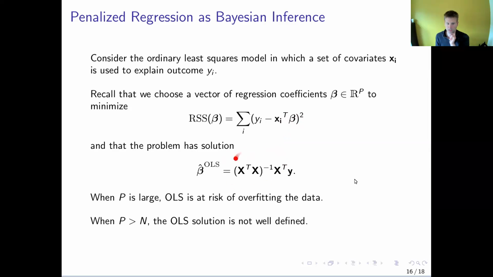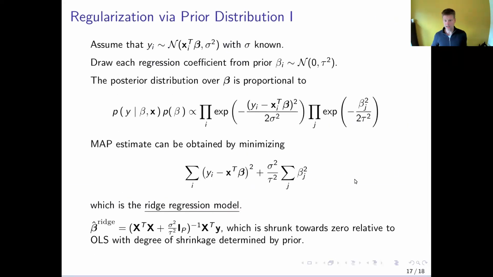So hopefully we all know that the OLS model has this solution (X prime X) inverse X prime Y. And I hope we all know that when I have many covariates, OLS is at risk of overfitting the data, right? And when I have more covariates than I do observations, the OLS solution is not well defined. Okay? So one thing I could start doing to solve these problems is endow my parameters with prior distributions. That would be the Bayesian approach to this.